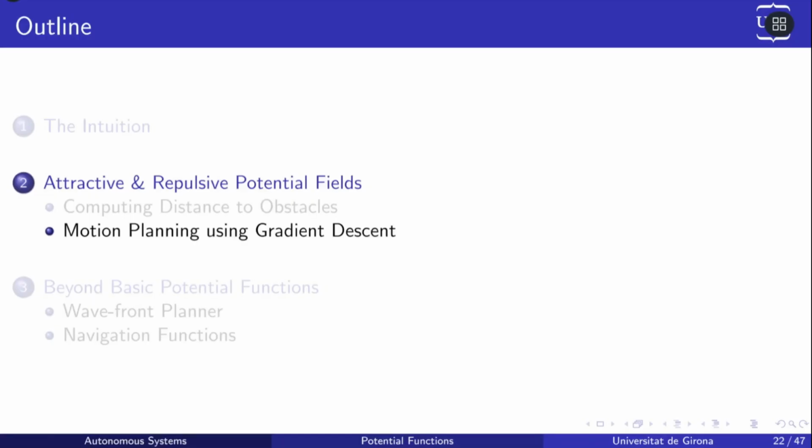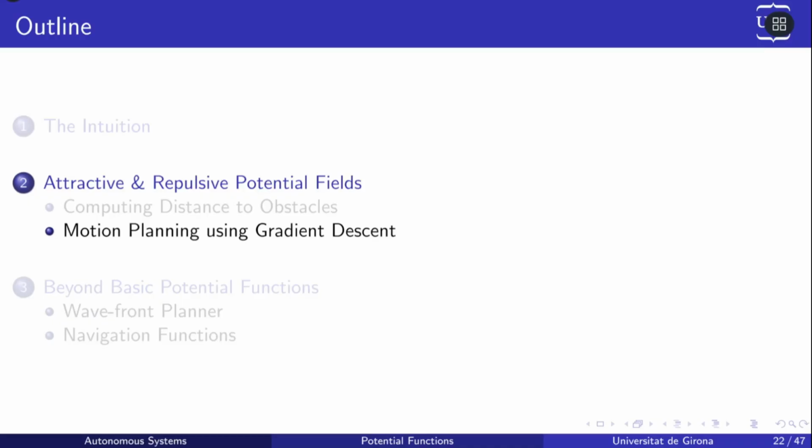Okay, then now we know how to compute the attractive function. Super simple, just the distance or the distance squared. We know how to compute the repulsive function and how to compute the distance from any obstacle. That was something that can be a little bit more tricky. We know how to add these two functions because it's an addition, nothing else.